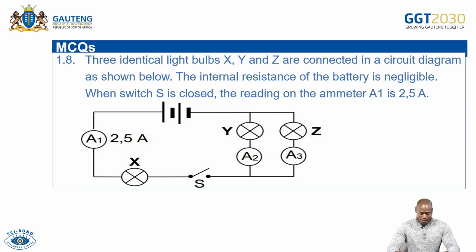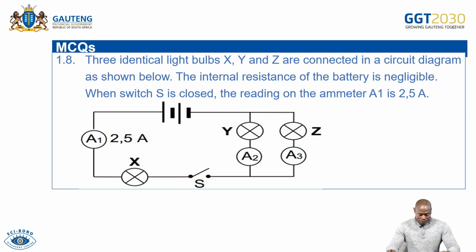Now 1.8. 1.8 is electric circuits, right? Three identical light bulbs. So these bulbs are identical, right? So they have the same resistance. So if the resistance of X is 2 ohms, Y is also going to be 2 ohms, Z is also going to be 2 ohms. Power dissipated by each of those light bulbs, if for X is 2 watts, for Y is going to be 2 watts, even for Z is going to be what? 2 watts. So they're saying they're identical, so they have the same resistance. Power dissipated by each should be equal. So it's like, for example, you are using a 60 watts light bulb or a 100 watts light bulb.